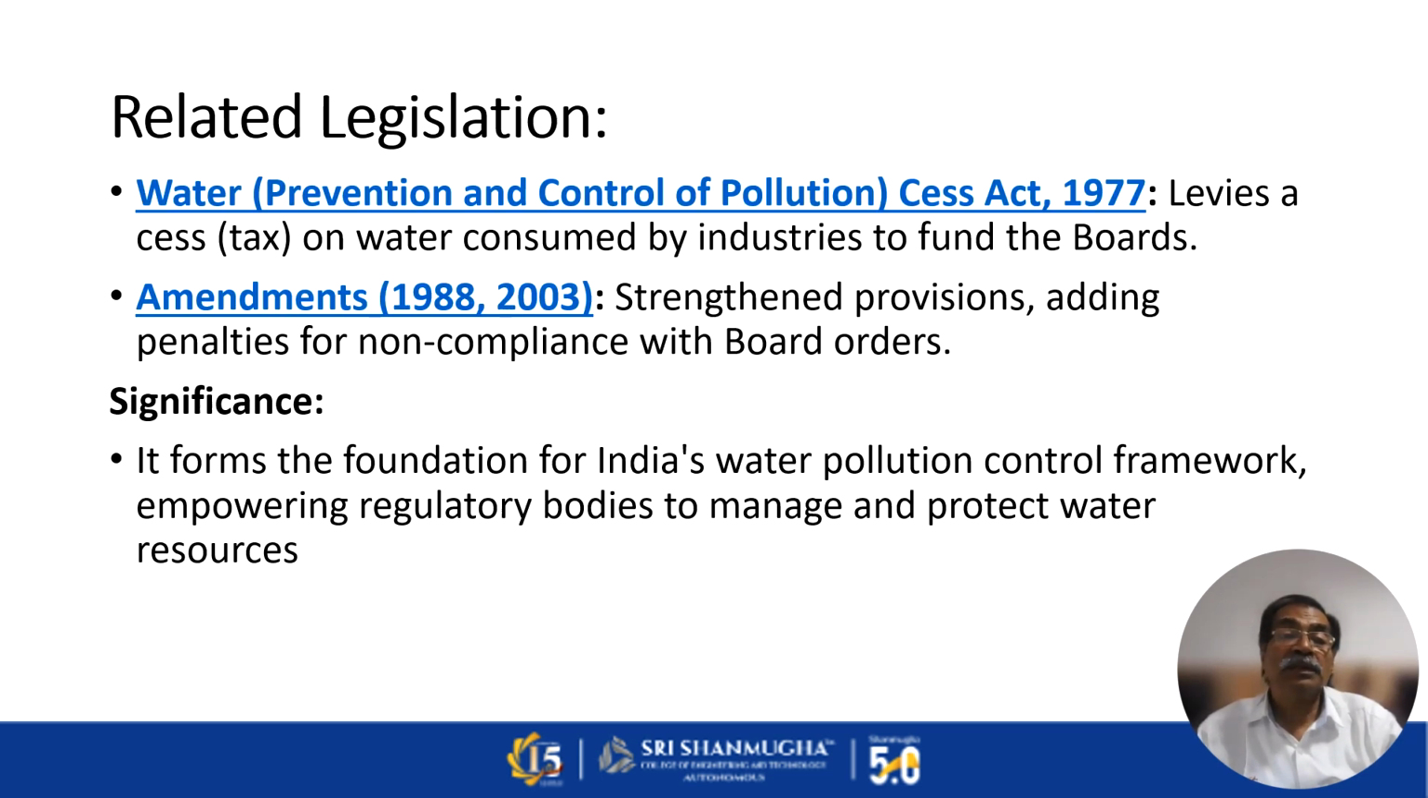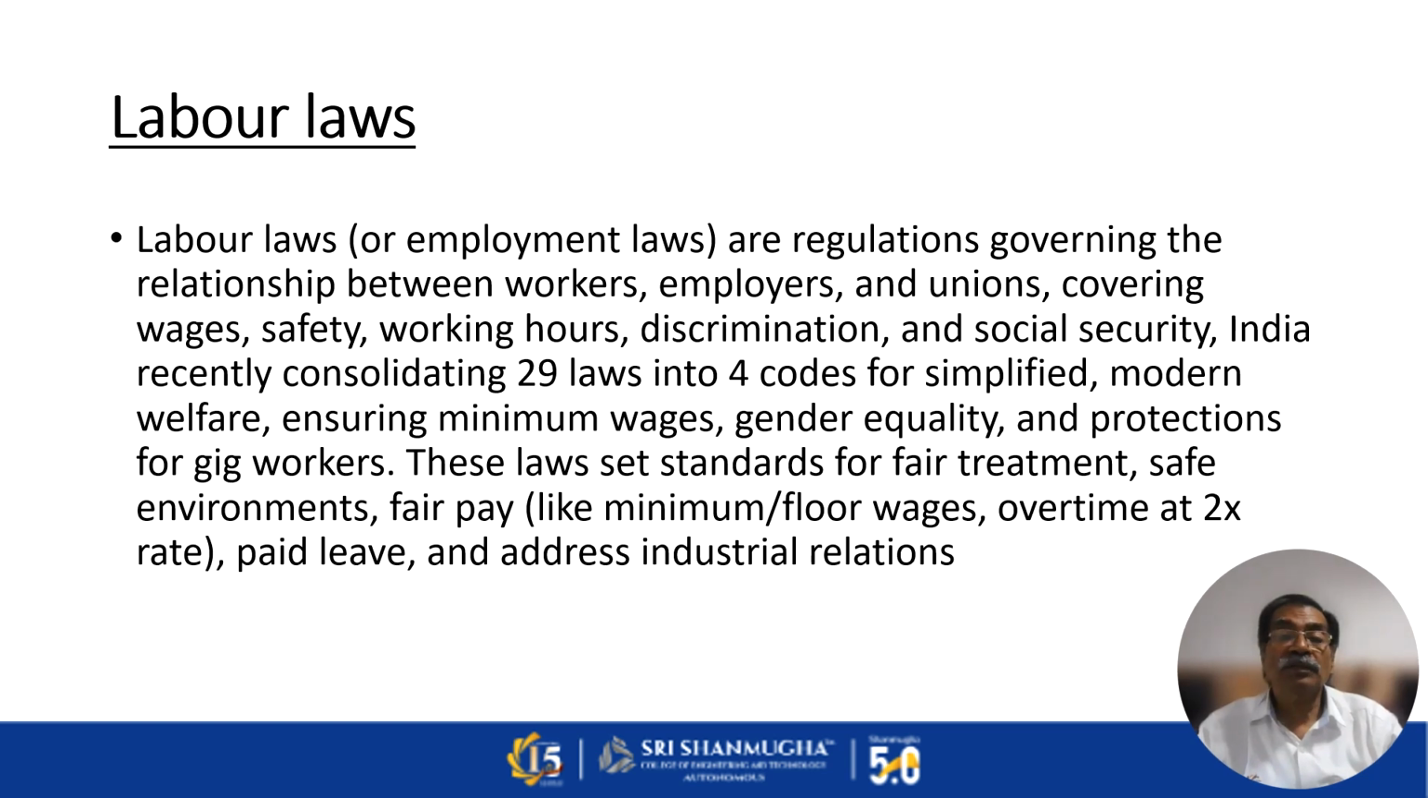What are the related legislations? The Water (Prevention and Control of Pollution) Cess Act, 1977. It levies a cess or tax on water consumed by industries to fund the board. Then amendments: the 1988 amendment and the 2003 amendment. They strengthened the provisions, adding penalties for non-compliance with board orders. So the significance is that it forms the foundation for India's water pollution control framework and empowers regulatory bodies to manage and protect water resources. Next, we will see labor laws.